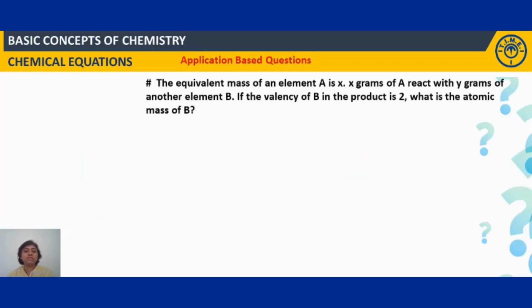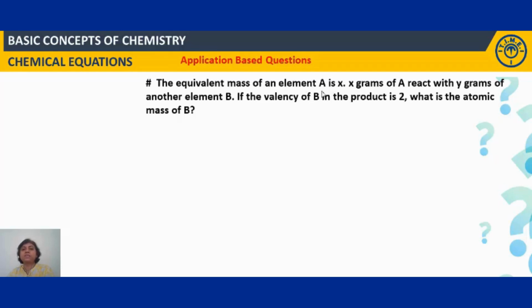The equivalent mass of an element A is X. X grams of A reacts with Y grams of another element B. If the valency of B in the product is 2, what is the atomic mass of B? What I told you in today's class is that one equivalent mass of an element always reacts with one equivalent mass of another element. Based on that we will solve this problem.